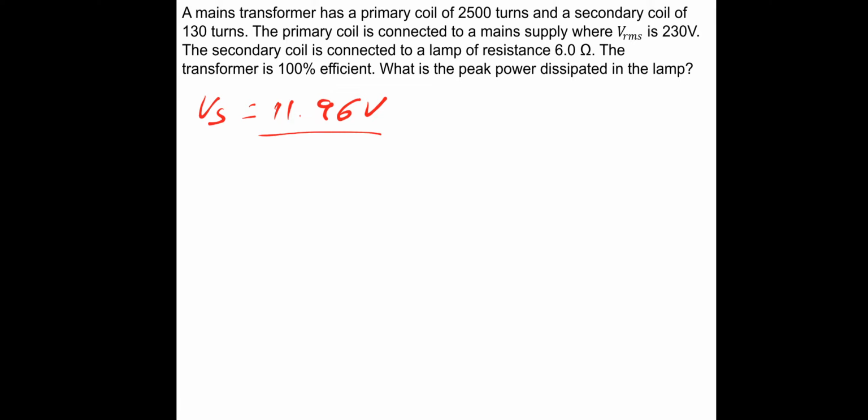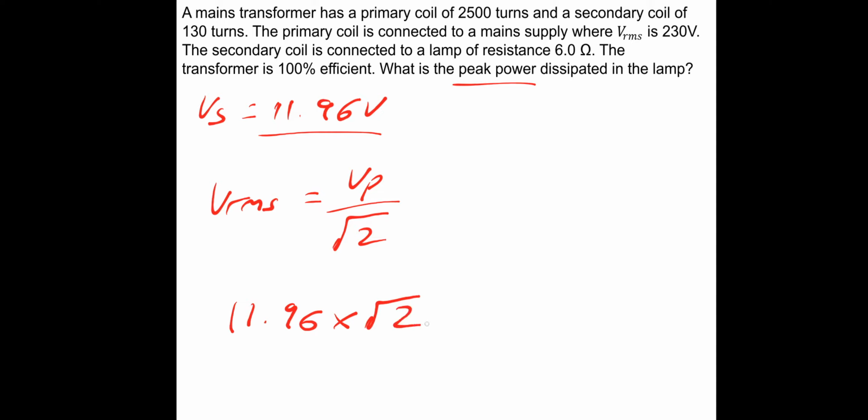Now that's the RMS voltage, because we were given the average voltage for the primary coil. So we need to find the peak voltage because the question wants the peak power. So we've got VRMS is equal to voltage peak divided by root 2, which we wrote down a minute ago. So VP over root 2. So if we do the average voltage times root 2, that'll give us the peak. So we've got 11.96 times root 2. That gives the peak voltage of 16.914 volts.